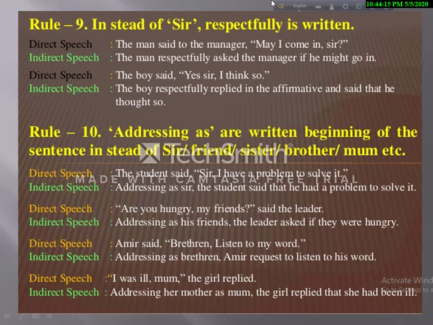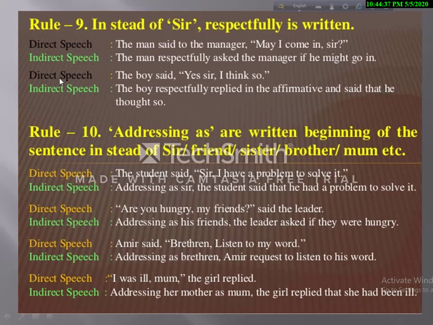Okay, the man said to the manager, may I come in, sir? Here there is sir. So the man respectfully asked the manager if he might go in. The boy said, yes, sir, I think so. The boy respectfully replied in the affirmative and said that he thought so.